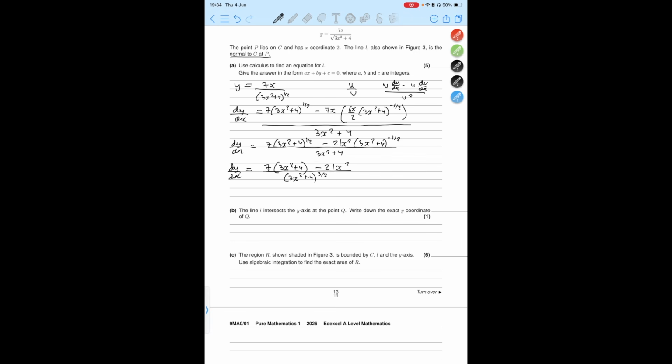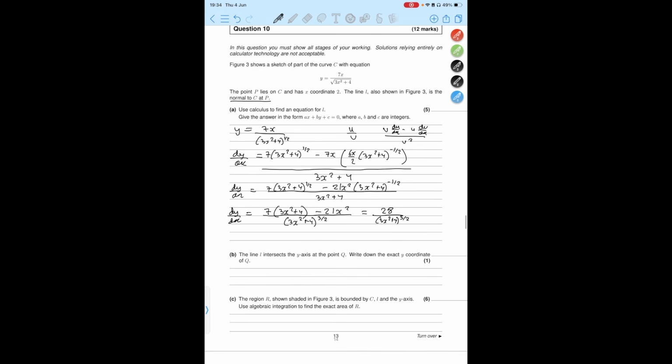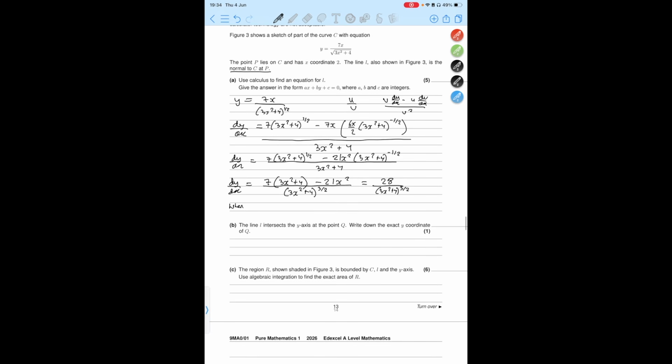By the way, this can be written as 28 over (3x squared plus 4) to the 3 over 2. Just some simplification there. Let's find the gradient at x equals 2. When x equals 2, dy by dx equals, well, this is a pretty horrible number, I think. Maybe I'm wrong. No, I'm wrong. It'll be 28 over 16 to the power of 3 over 2, which is 7 over 16. That's not so bad.